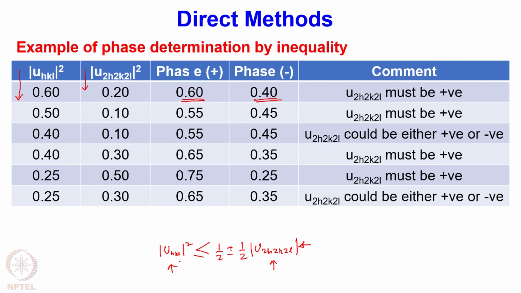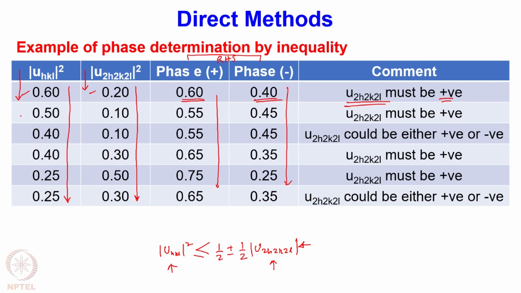So, if these are the values listed here for UHKL, and these are the values for the reflection U2H 2K 2L, then by selecting plus or minus we get different sets of values for the right hand side. These are the values for the right hand side. So, now we can see that if this is the condition, these are the values, then U2H 2K 2L must have a positive phase to have the inequality valid.